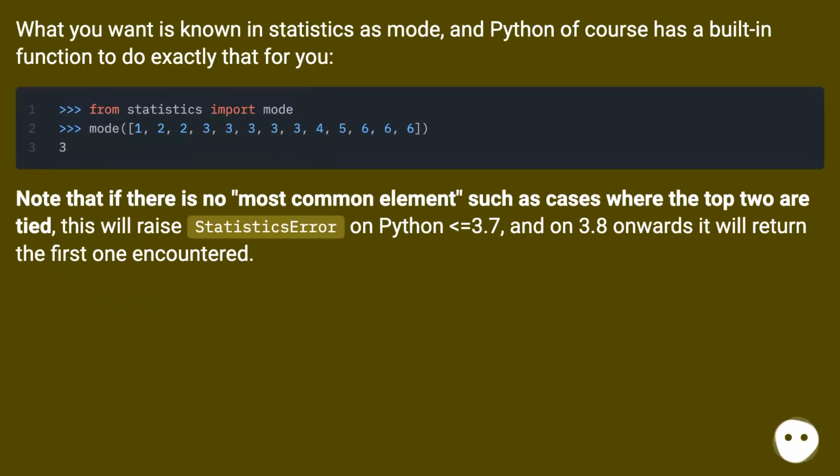What you want is known in statistics as the mode, and Python of course has a built-in function to do exactly that for you. Note that if there is no most common element, such as cases where the top 2 are tied, this will raise StatisticsError on Python 3.7 and below, and on 3.8 onwards it will return the first one encountered.